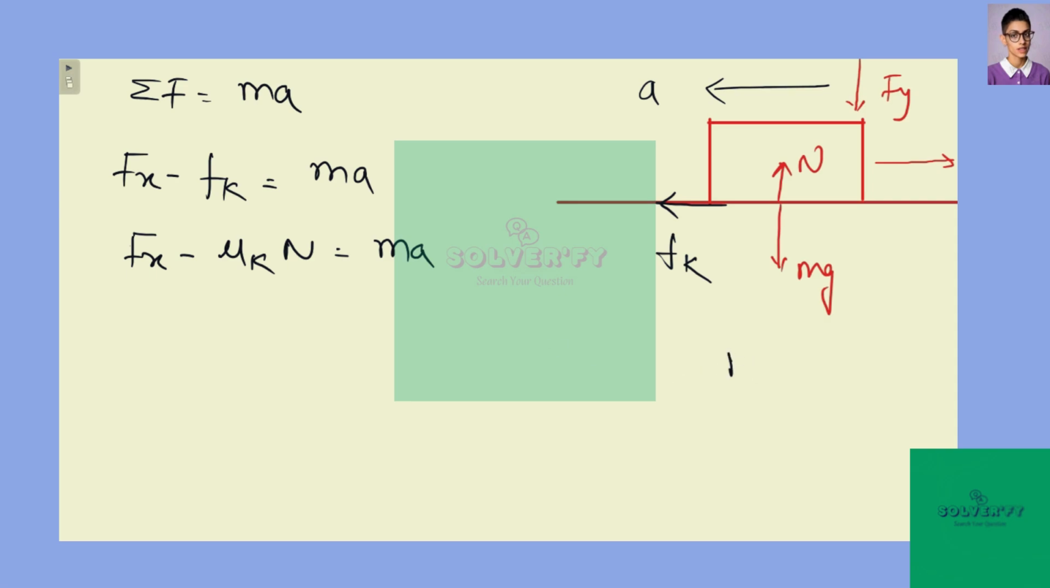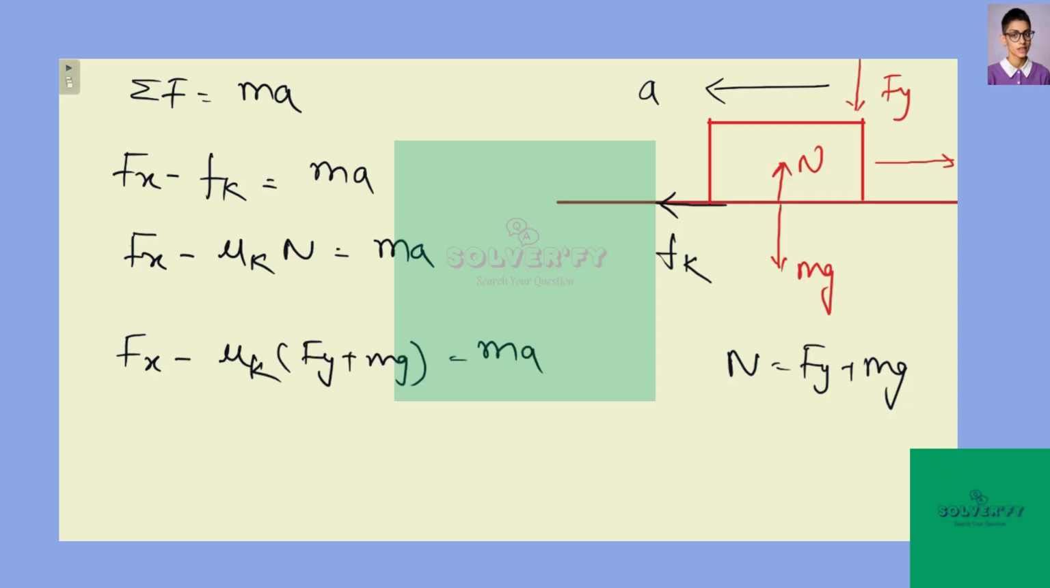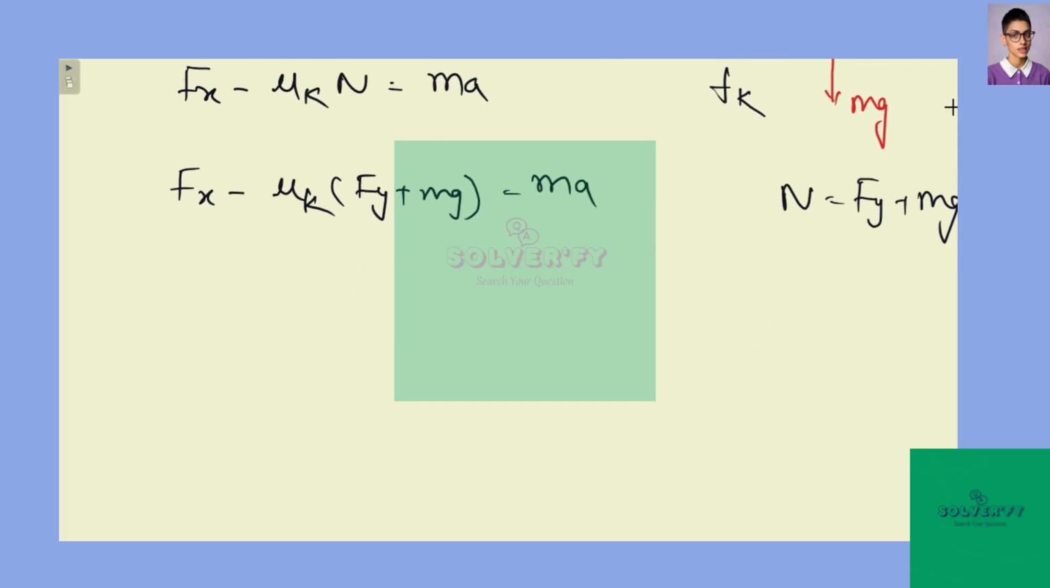Now from here we can say that N is equal to Fy plus mg. So finally we get Fx minus mu k times (Fy plus mg) equals m times a. Now put all the data in this equation.